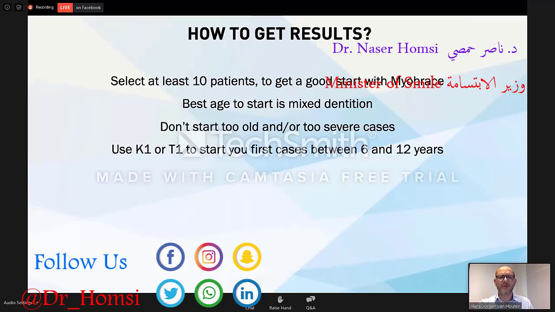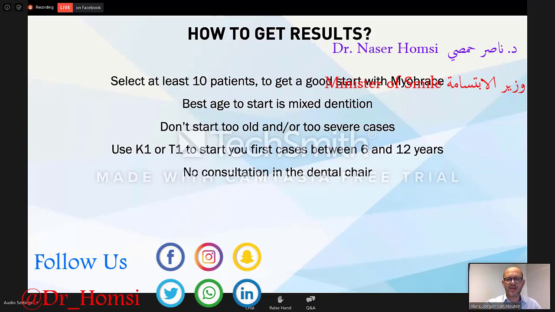So start simple, try to get the experience, the knowledge, the education, and then you can make the cases more severe, and you can go older, or you can find more difficult cases. Keep the consultation out of the dental chair.